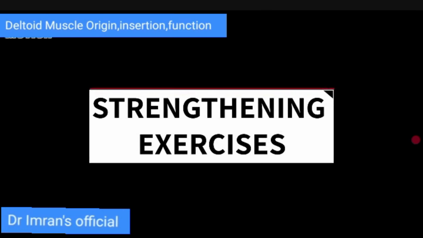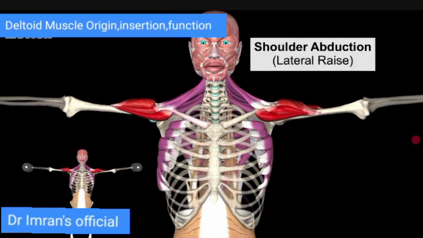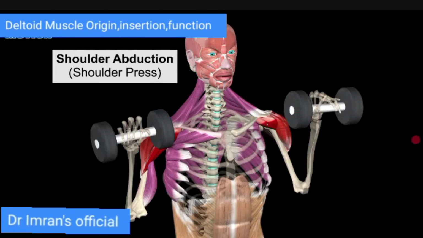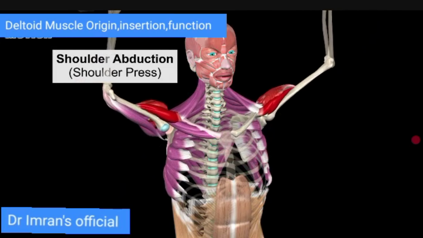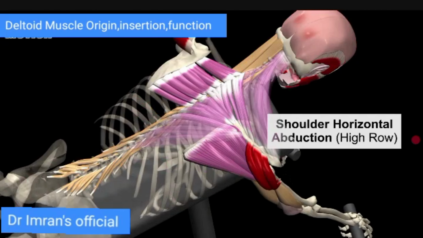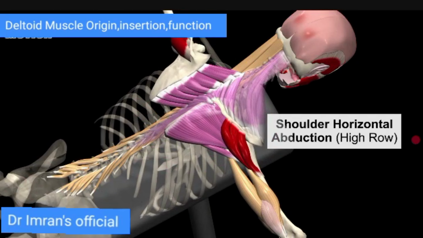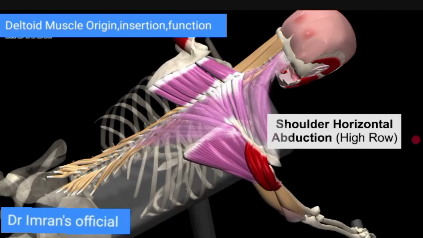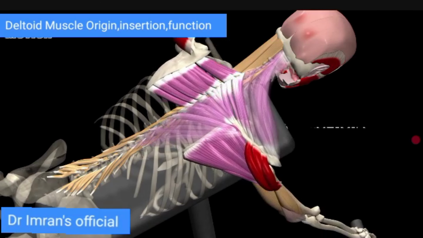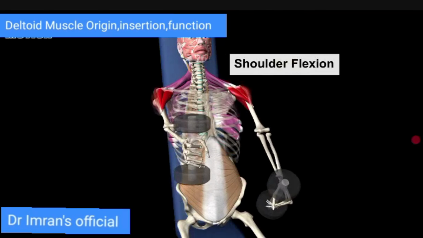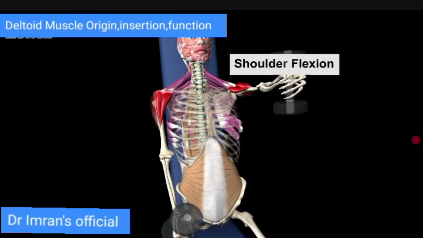To strengthen the deltoid, utilize shoulder abduction exercises such as lateral raise and shoulder press. To target the posterior deltoid, use exercises like high row or shoulder horizontal abduction. To target the anterior deltoid, use exercises like shoulder flexion.